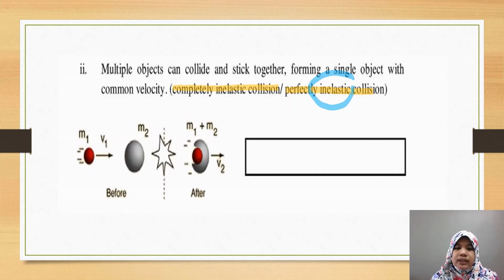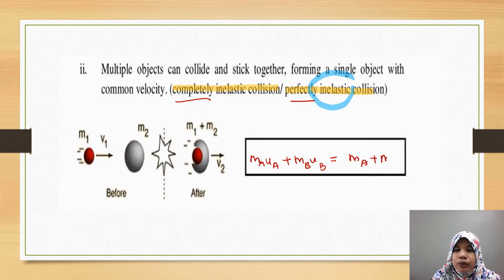Okay, tak semestinya. Alright, tapi kalau kat sini dia sebut completely, perfectly inelastic collision. Alright, so equation kita akan jadi macam mana? Kita ada MA UA plus MB UB. Ini adalah momentum before collision. Kita ada dua objek. After collision apa berlaku? Kat sini kata completely perfectly inelastic collision means that they stick together after the collision. So kita tambahkan mass untuk objek A dan objek B, dan dia akan bergerak dengan common velocity, dengan velocity yang sama.